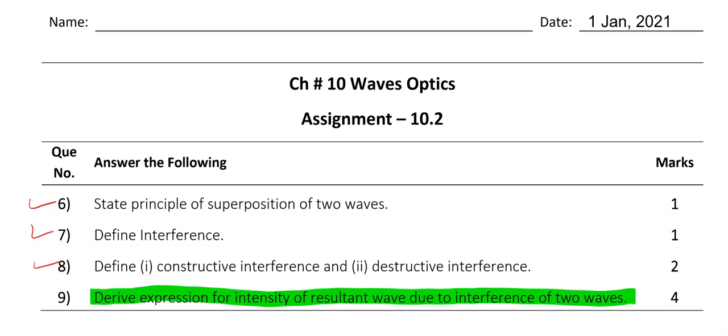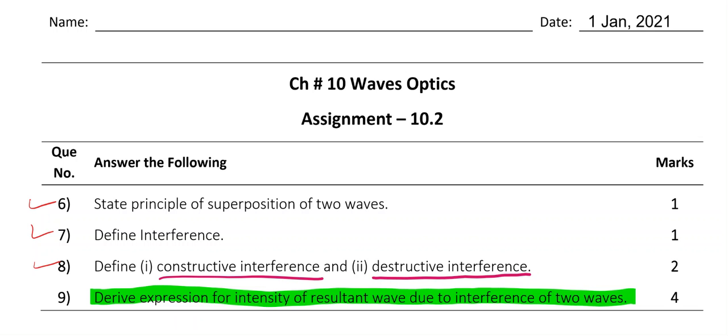Previously we saw that when two waves interfere, when two waves simultaneously superpose at a given point, the resultant intensity may be more or it may be less. If the resultant intensity is more, then we say constructive interference has taken place. But if the resultant intensity decreases, then it is said to be destructive interference.